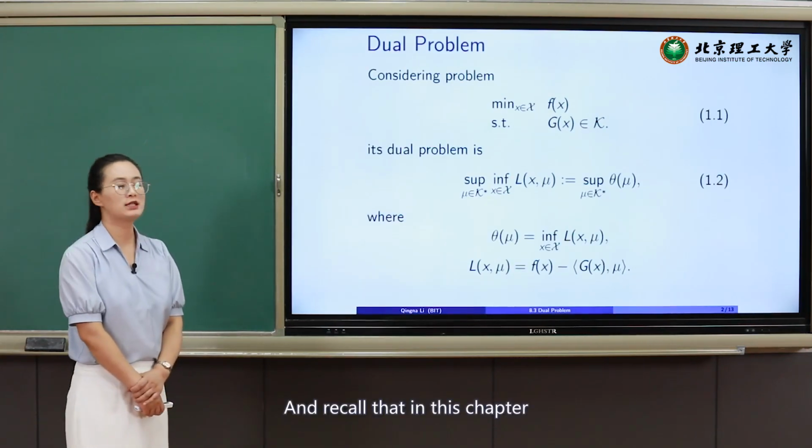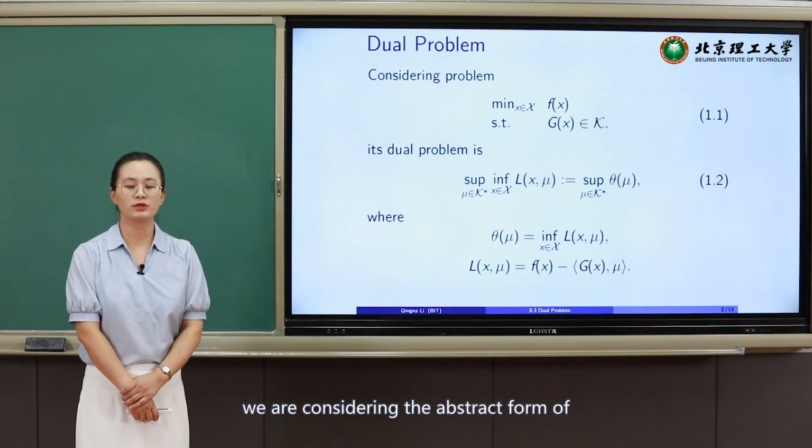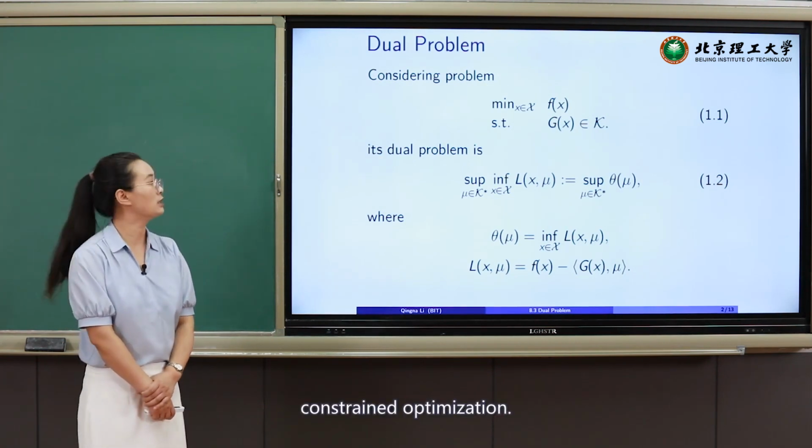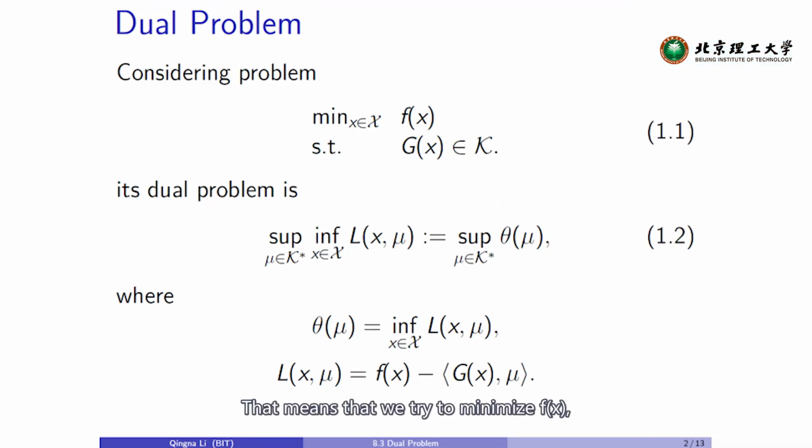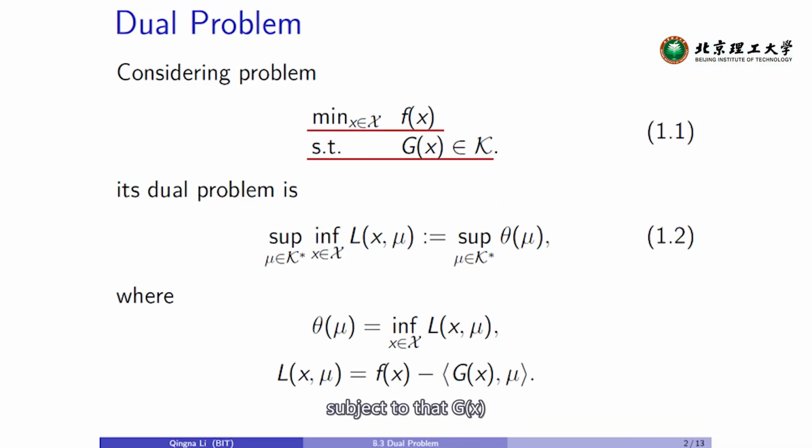Recall that in this chapter, we are considering the abstract form of constrained optimization. That means we try to minimize f(x), subject to g(x) being in a cone K. Here g(x) is a compact form of the constraint.